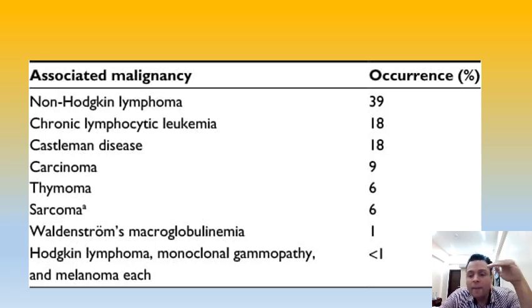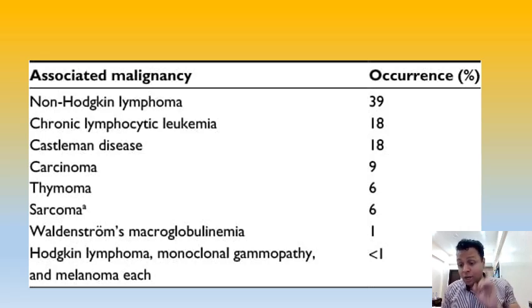So this is the occurrence. Normally, non-Hodgkin lymphoma is on the top of the list, 39% occurrence in PNP. CLL 18%, chronic lymphocytic leukemia. Then Castleman disease, which is mainly seen in the mediastinum, a growth of lymphoid tissue in the mediastinum. Carcinoma, various other carcinomas 9%. Thymoma 6%. Sarcoma 6%. Waldenstrom macroglobulinemia 1%. Hodgkin lymphoma and monoclonal gammopathy less than 1%.